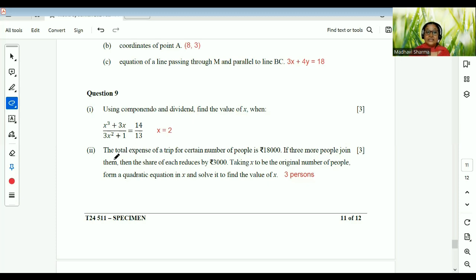Next sum. The total expense of the trip of a certain number of people is 18,000. If 3 more persons join in, the share of each reduces by 3,000. Take x to be the original number of people, form a quadratic equation in x and solve it to find the value of x. So you have to find the original number of persons. I'll show you how I have done.